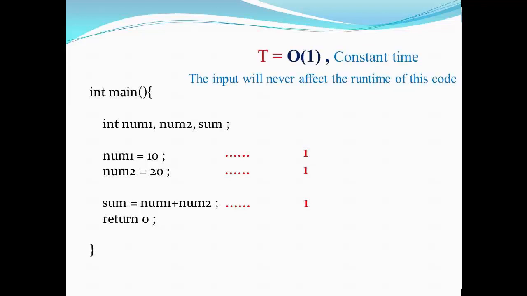Here num1 is having 10 and num2 is having 20, and this code required 3 units of time. So if I write num1 is equal to 10,000 and num2 is equal to 20,000, the program will still take 3 units of time. Here the number of operations of this code is not depending on the input. This situation is called constant time and it is expressed in O of 1.